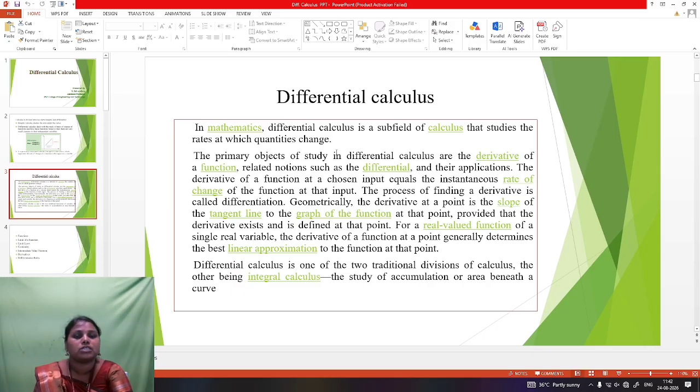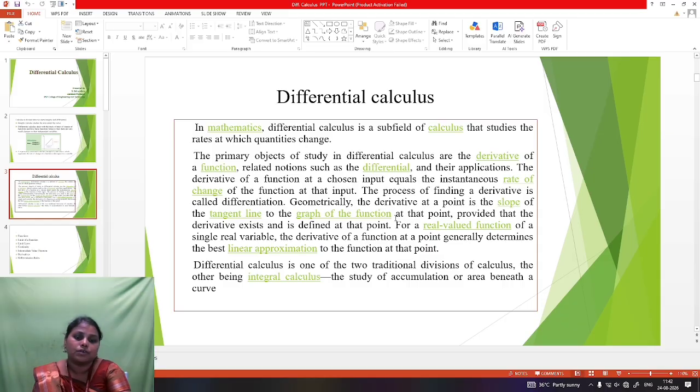The derivative of a function at a chosen input equals the instantaneous rate of change of the function at that input. The process of finding the derivative is called differentiation. Geometrically, the derivative at a point is the slope of the tangent line to the graph of the function at that point, provided that the derivative exists and is defined at that point.